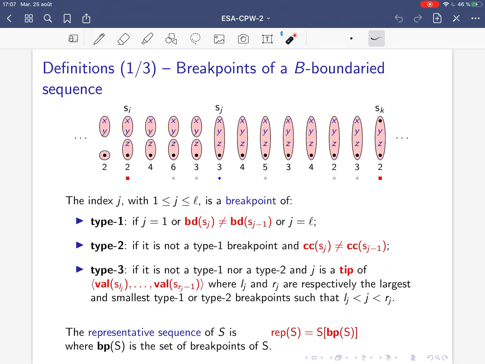And what we can prove is, so we define the representative sequence rep of S as the subsequence induced by the breakpoints of type 1, 2, or 3, and we can prove that the number of representatives is bounded by a function of the width of the sequence.